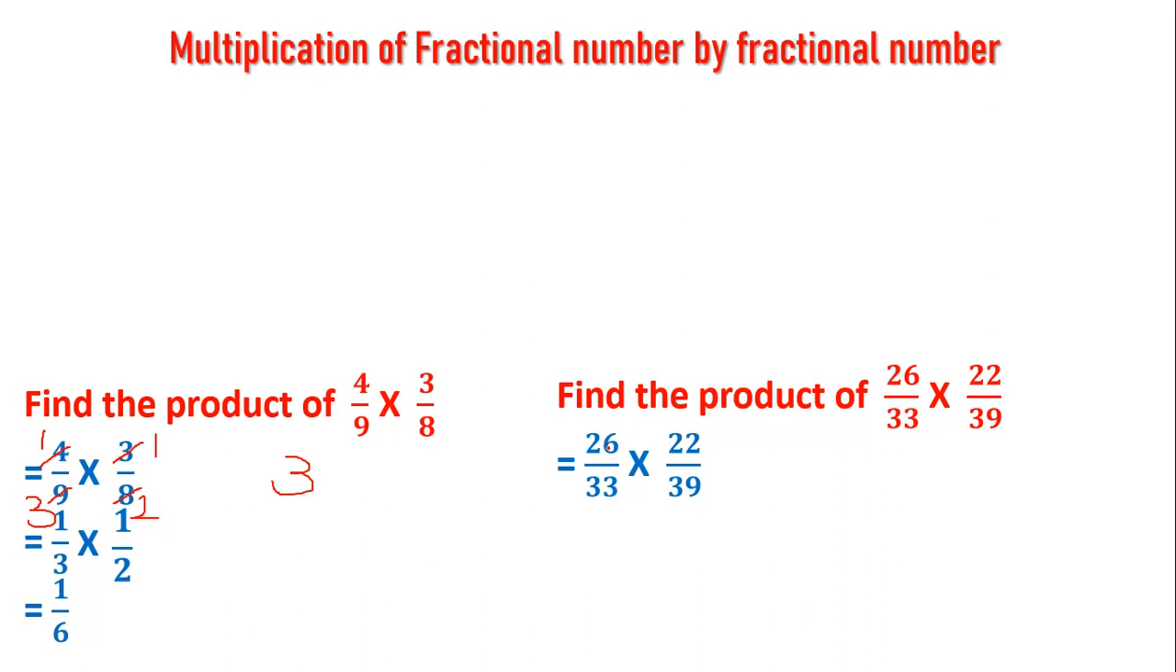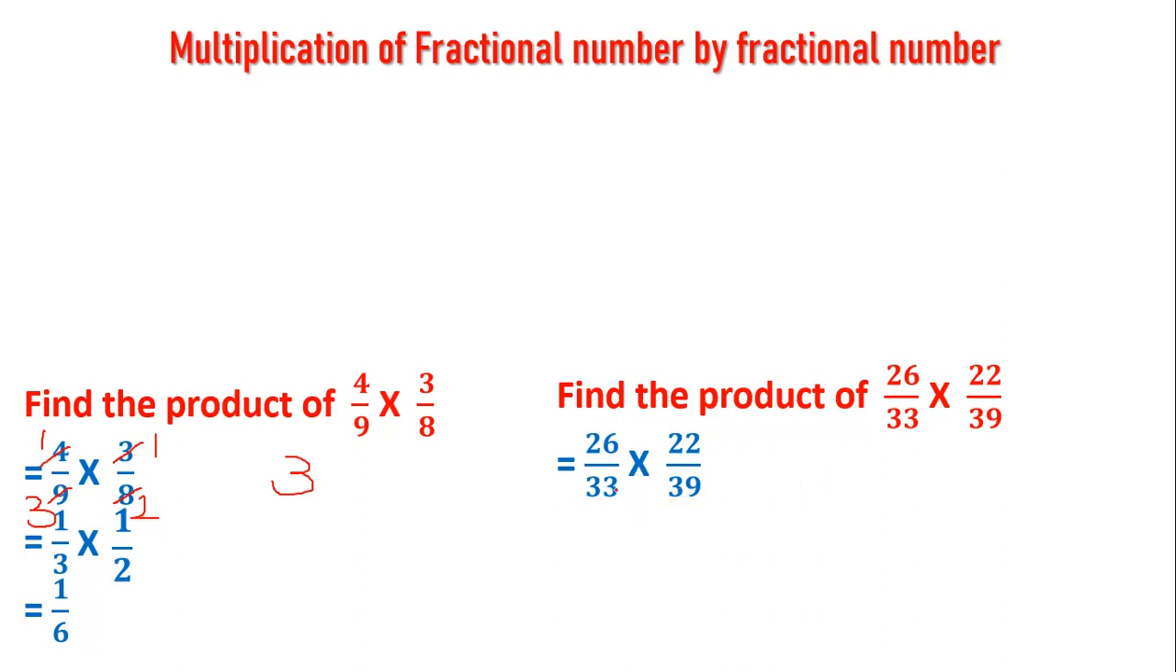Here we have 26 and 33. This 26 and 33 are not divisible by any number other than 1. Because of that, this first fraction is also in the simplest form. In the same way, the second fraction, that is 22 by 39, is also not divisible by any number other than 1. Again, this is also in the simplest form. We confirmed both the given fractions are in the simplest form.